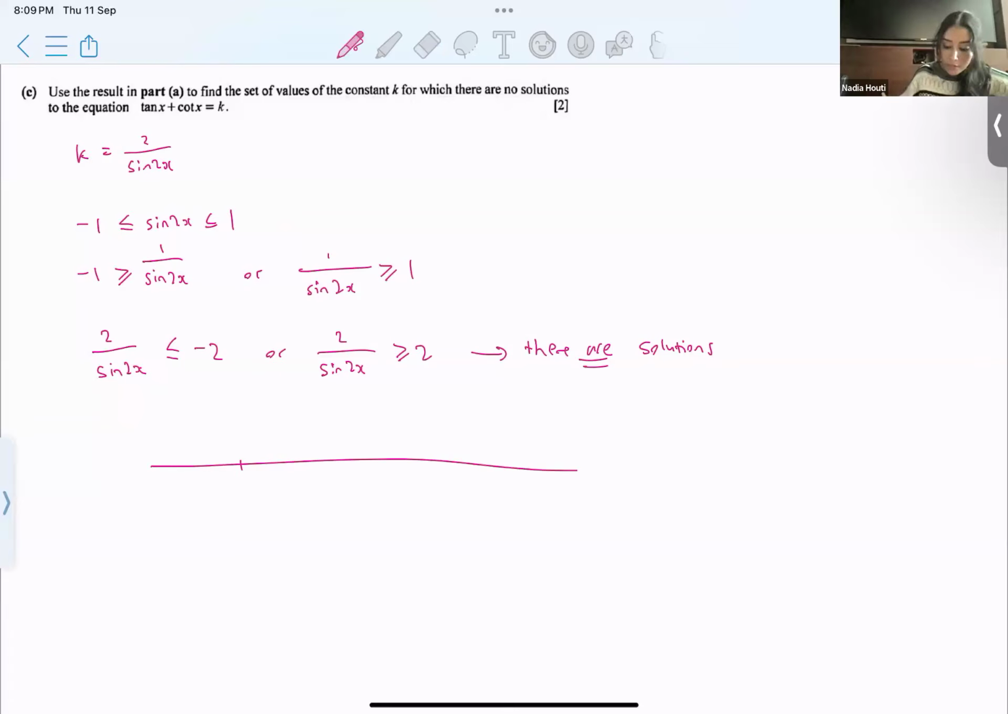So let's represent this on a number line. Let's say this is -2, this is positive 2. If 2 over sin 2x is less than or equal to -2, it will be in this direction, because it's less than or equal to. If it's greater than or equal to 2, which is this part of the inequality, it will be like this. So you see, these are two separate inequalities. They are not connected together, so that's why I couldn't write them as one single connected inequality. But this is the range of values for which there are solutions.